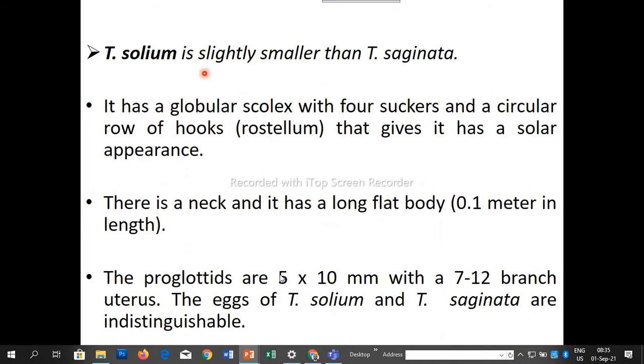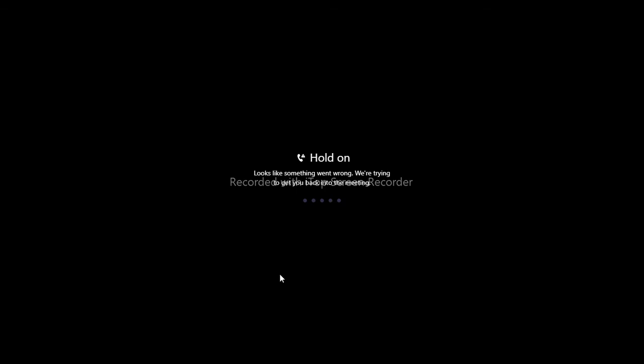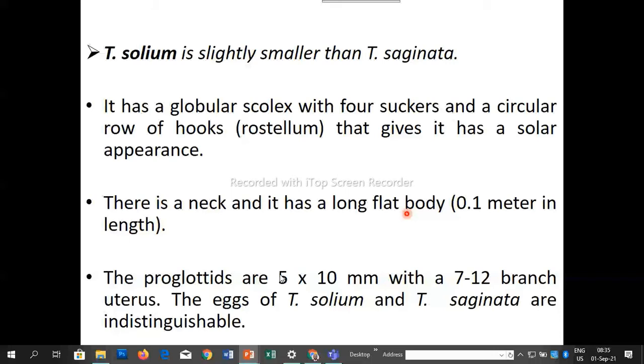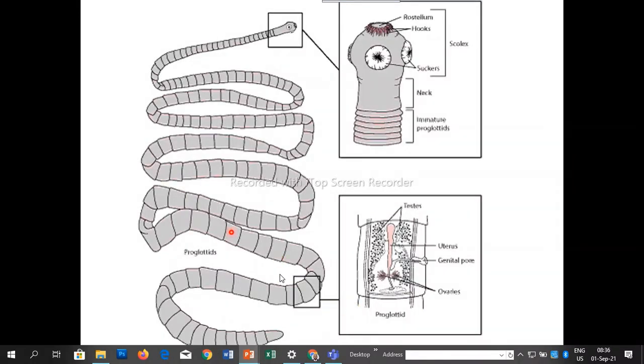Taenia solium. The proglottids are about 5 to 10 millimeters with 7 to 10 branched uterus. Eggs of Taenia solium and saginata are indistinguishable on microscopy. We can't distinguish them. This is how it looks like. This is Taenia.